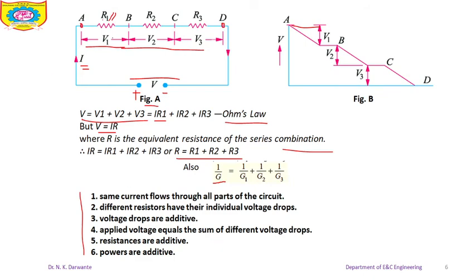Power is nothing but voltage multiplied by current. Here V1 multiplied by I will be the power developed across R1. V2 multiplied by I will be the power developed across R2, and then power across R3 will be equal to V3 multiplied by I. If we call these P1, P2 and P3, then the total power developed across these three resistances will be equal to P1 plus P2 plus P3.